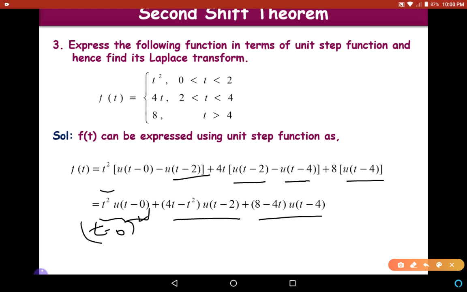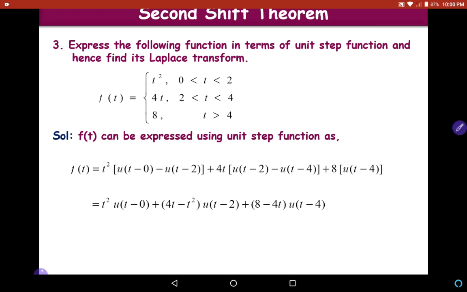It is of the form f of t minus a into u of t minus a. But when you come to the second term and the third term, in the second term you have u of t minus 2, but in place of t we don't have any t minus 2 here. So we need to express this function in terms of t minus 2. Similarly, in the third term we need to express this function in terms of t minus 4. So for that I separately consider the second term and third term, and after simplification again we'll add them.